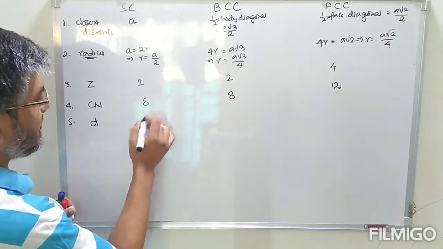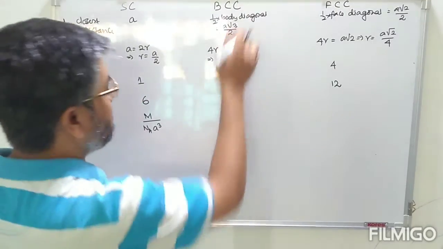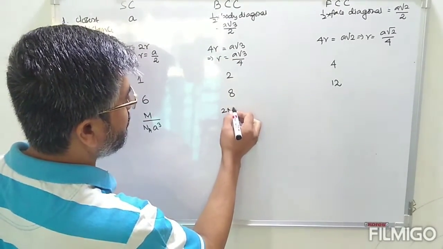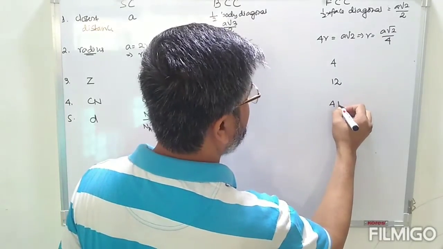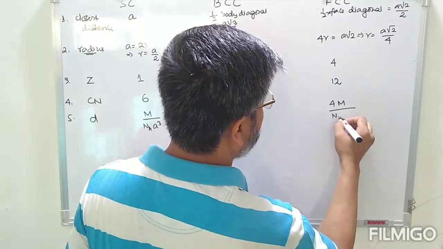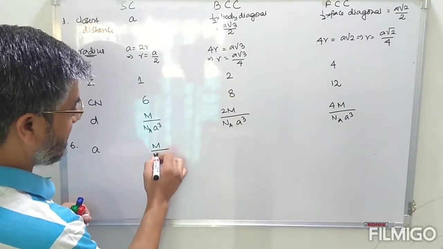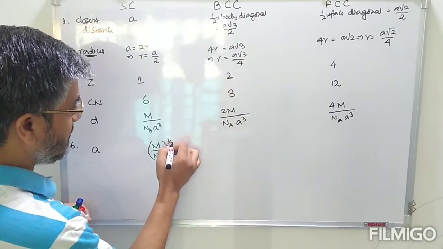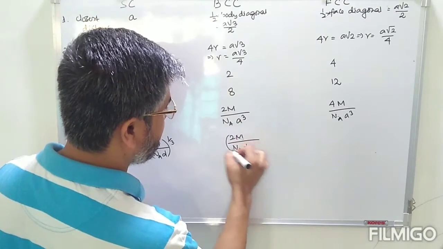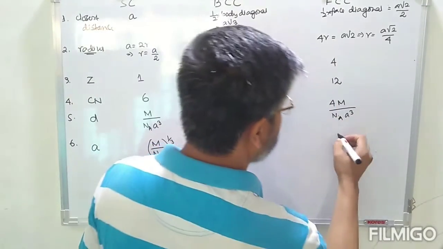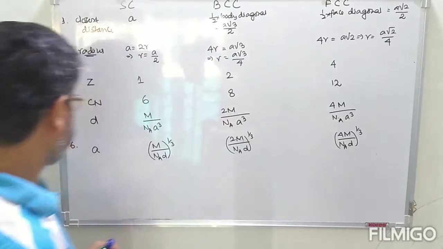Density d for simple cubic is n times molecular mass divided by Avogadro number times a cube. For BCC, 2 into molecular mass divided by Avogadro number times a cube. For FCC, 4 into molecular mass divided by Avogadro number times a cube. The side length a for simple cubic is the cube root of n times molecular mass divided by Avogadro number times density. For BCC, the cube root of 2m divided by Avogadro number times density. For FCC, the cube root of 4m divided by Avogadro number times density.